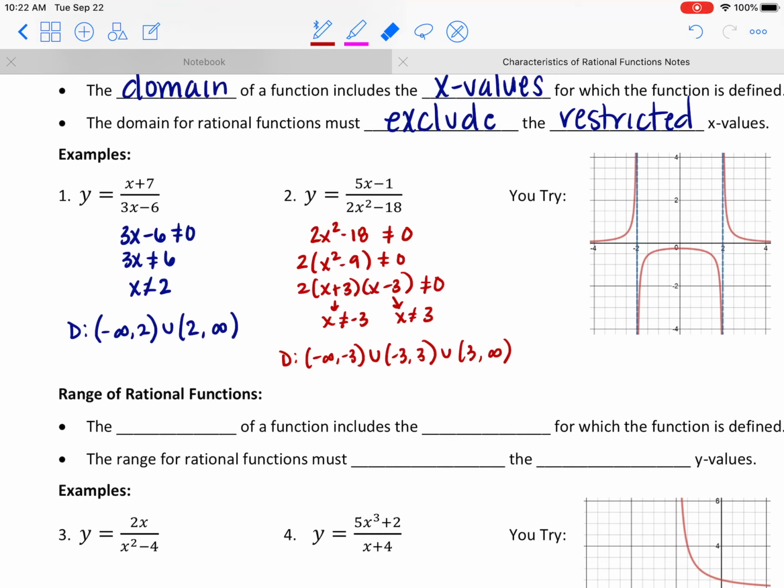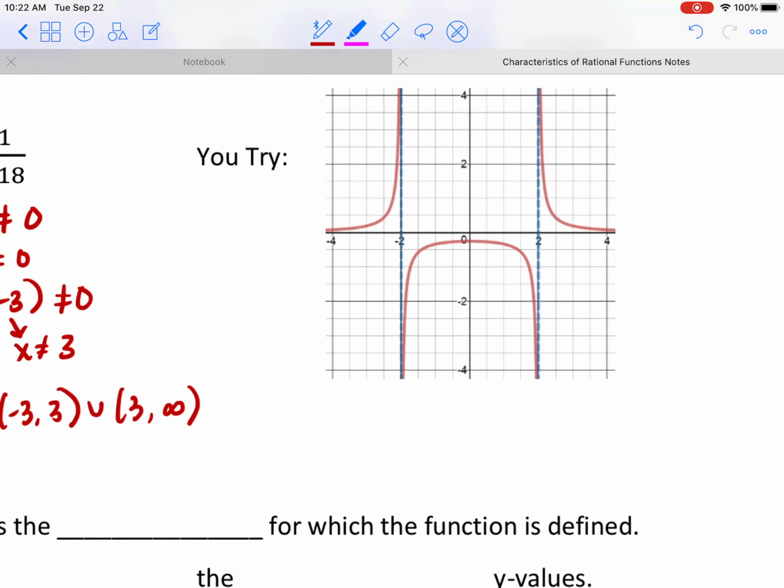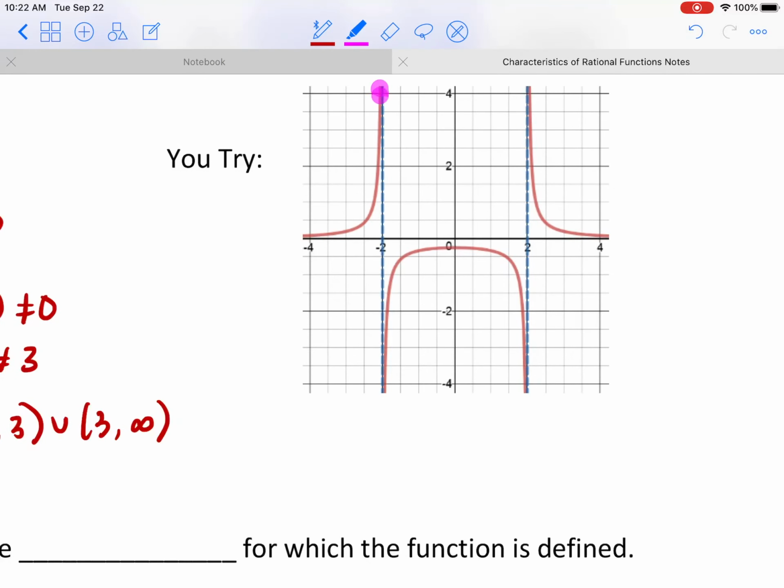Instead of giving you the equation for the function, I've given you the graph, but hopefully you can still see the restrictions for x.